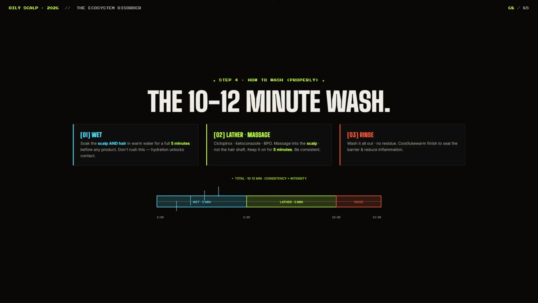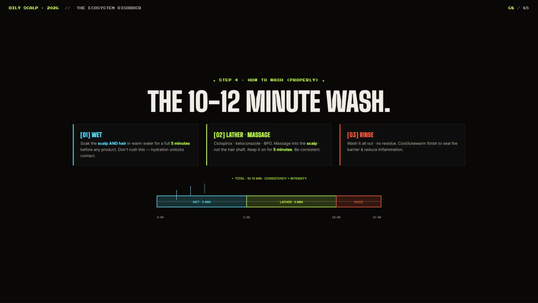What I typically do when I'm in the shower, when I apply these antifungal shampoos, is that you have to make sure you wet the scalp first. The scalp has to be wet along with the hair for about 5 minutes. Once the scalp is wet for 5 minutes, you have to put in the shampoos and kind of just massage it into your scalp.